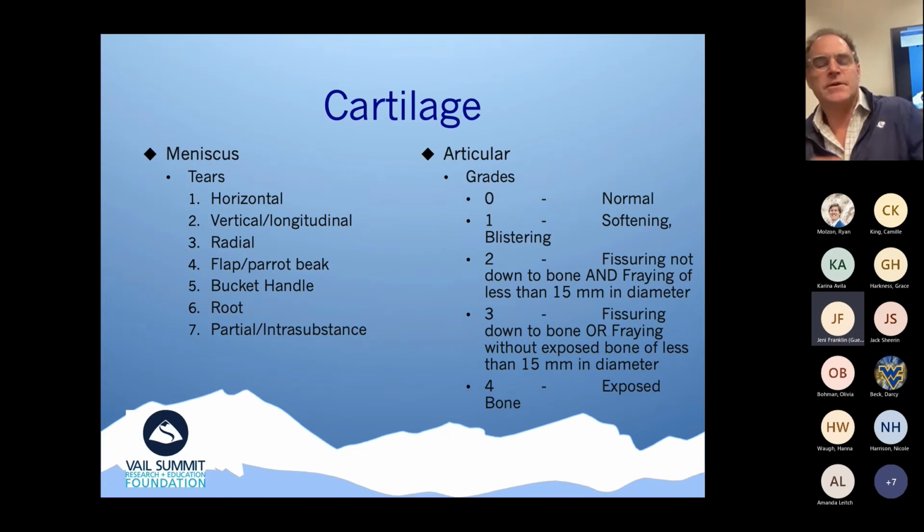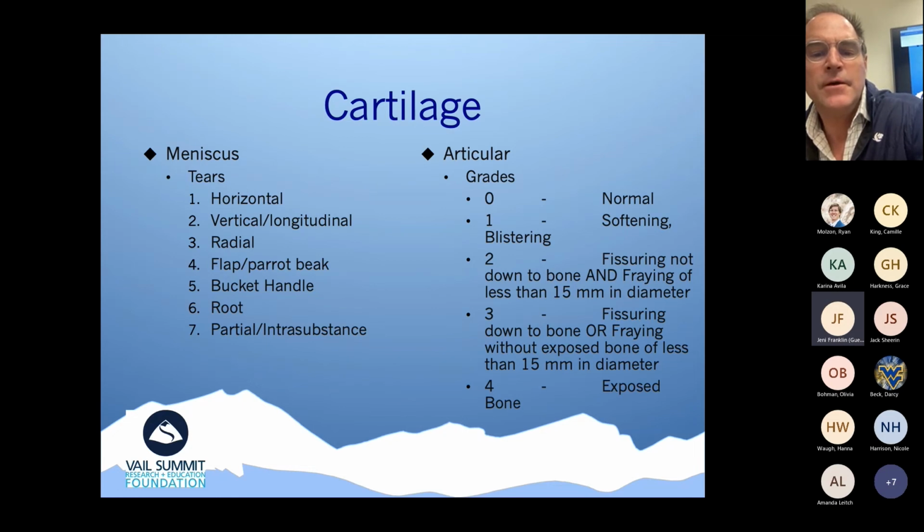Grade 2, and this again, that Outerbridge classification, is fissuring that's not down to bone and fraying of less than 15 millimeters in diameter. If you have fissuring down to bone or fraying of greater than 15 millimeters in diameter, that's a misprint there, that would make it a grade 3. So either one of those two makes it a grade 3.